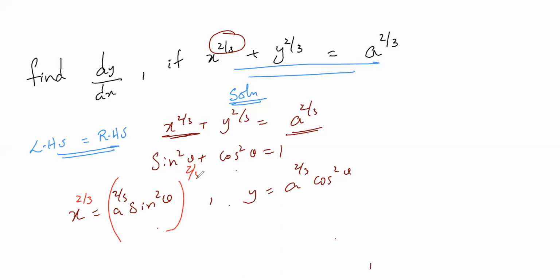No, but I need a square of this. I need a square of this. So 2 by 3 should come. So I need not put a power 2 by 3 here. So what I can erase, now a power 2 by 3 is coming into the picture. Again, I need sine square theta. So I'm just putting here sine cube theta, sine cube theta.